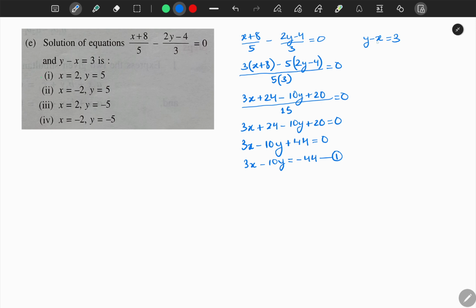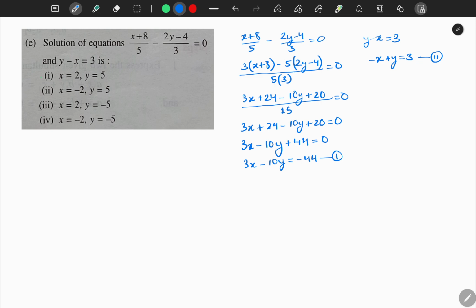Yes. Now the second equation, it is also not in standard form. First I'll convert it to standard form. So first x should come, so minus x, then y should come, plus y equals 3. Now it's in standard form, so I'll name it equation number 2.